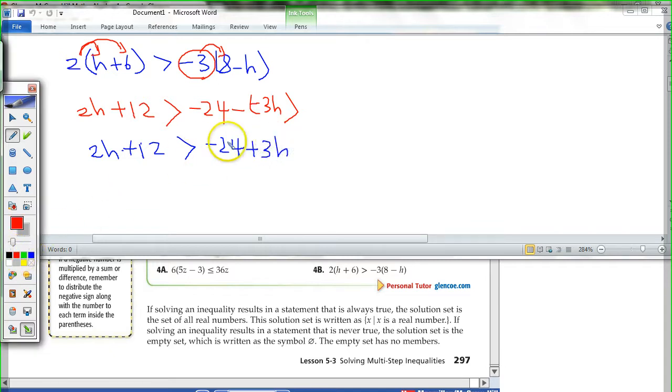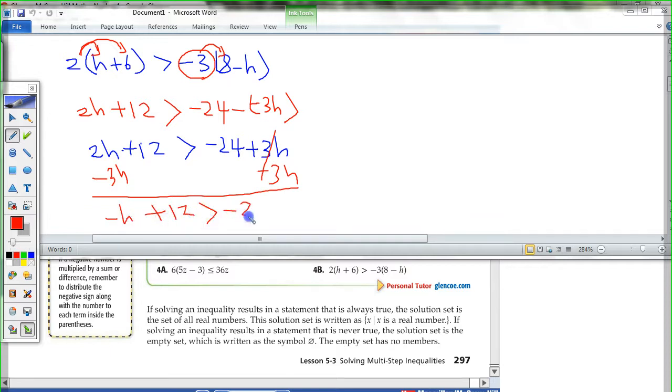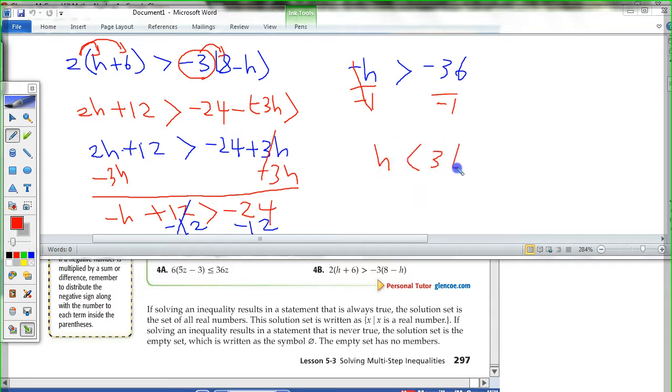Okay. I'm going to go ahead and subtract 3h on each side. And that gives me negative h plus 12 is greater than negative 24. Okay. I'm going to subtract 12 on each side to get rid of that. And now you have negative h is greater than negative 24 minus 12, negative 36. And in order to get rid of that negative, I'm going to divide by negative 1 on each side. And there we go again. Divide by negative, I'm going to switch that sign to the other way. And you have h is less than 36. Okay. So the only thing you need to look out for is that negative. If you're multiplying or dividing by a negative, you're going to flip that sign.